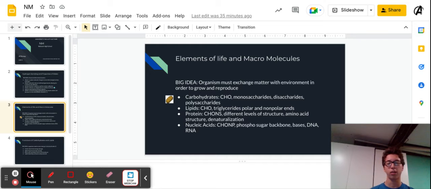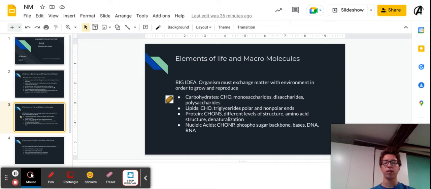Proteins are made of carbon, hydrogen, oxygen, nitrogen, and sulfur. And so there are different levels of structure for proteins, but it all comes from amino acids, which have an amine group, a carboxyl group, and an R side chain. So they're also susceptible to denaturation. When we talk later about the different levels of structure, we'll talk more about how denaturation can affect them.